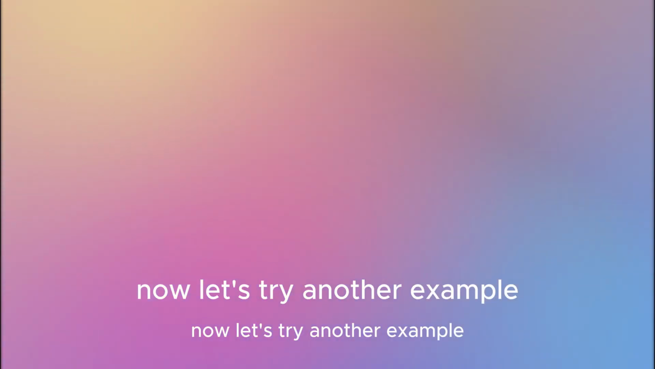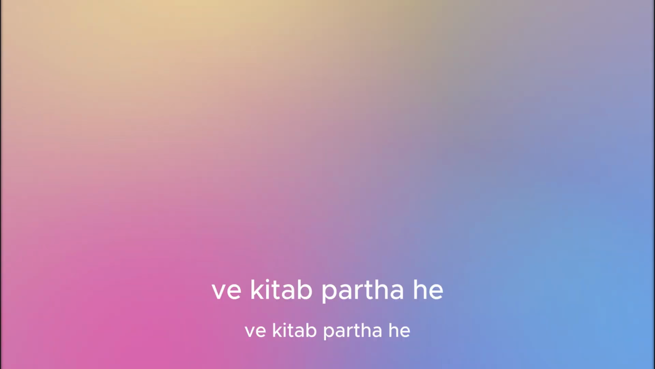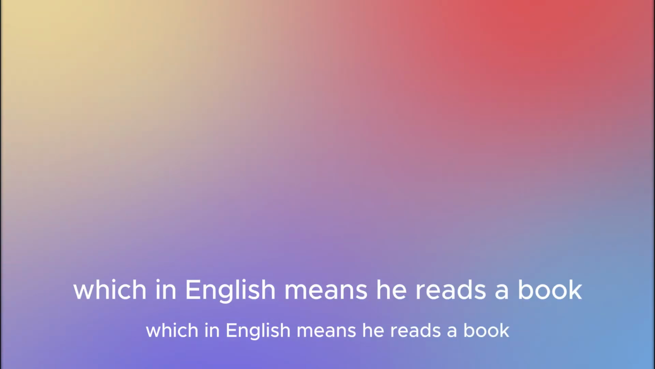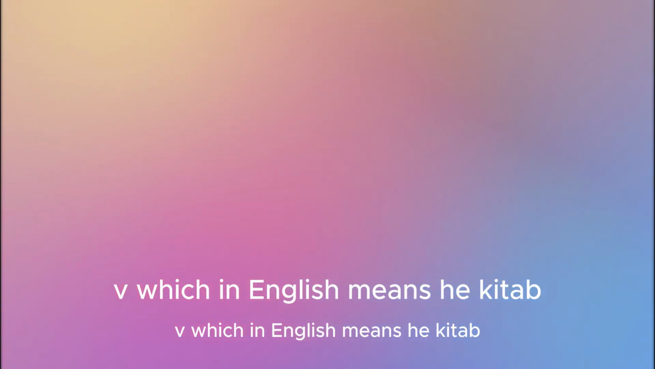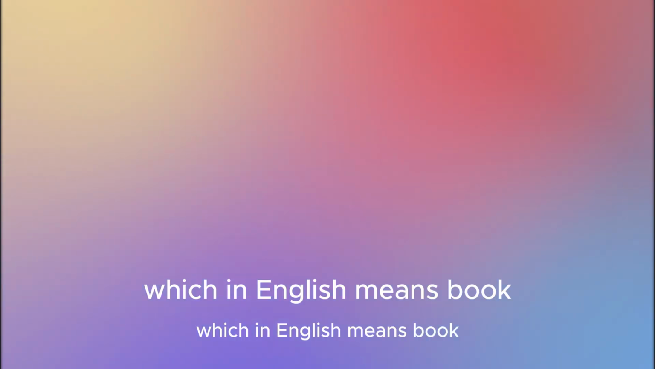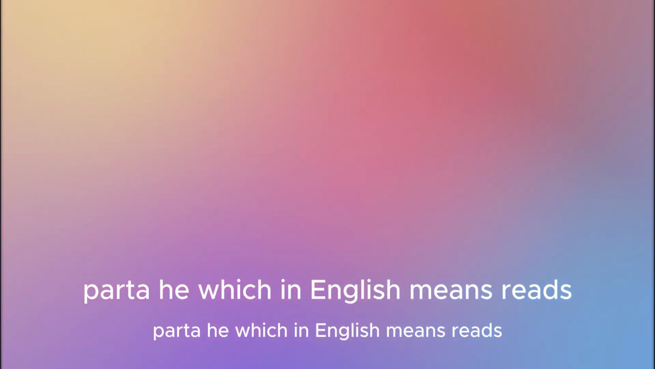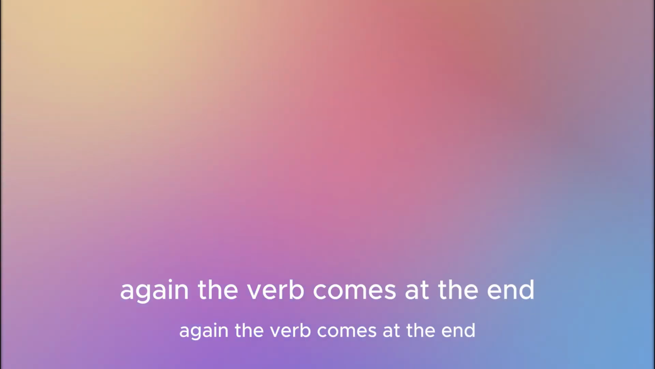Now let's try another example. Veh kitab padhta hai, which in English means he reads a book. Veh, which in English means he. Kitab, which in English means book. Padhta hai, which in English means reads. Again, the verb comes at the end.